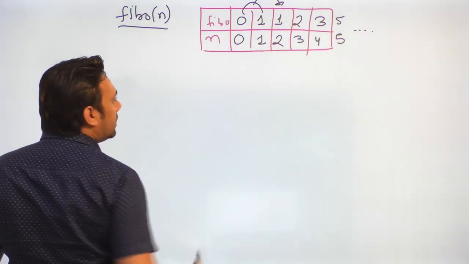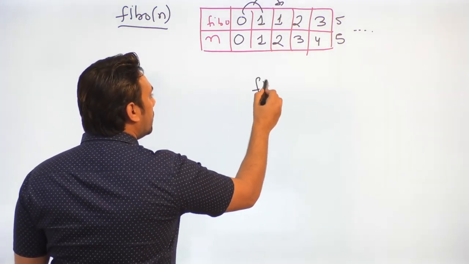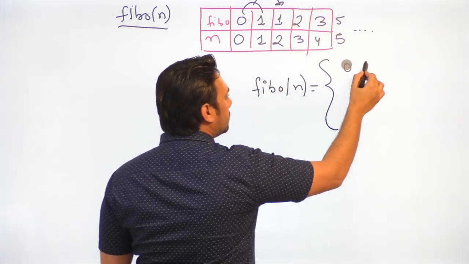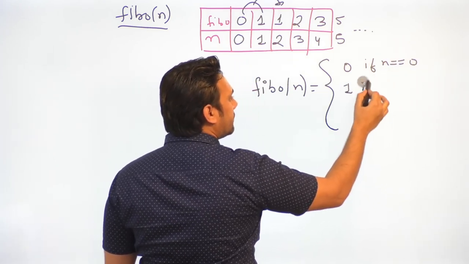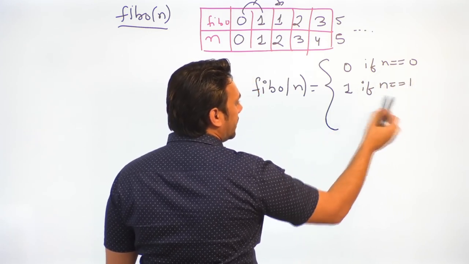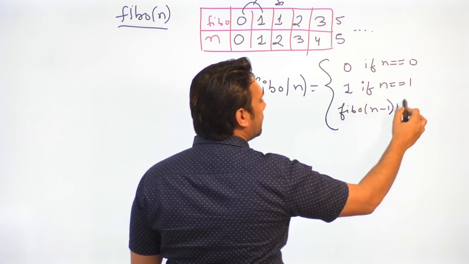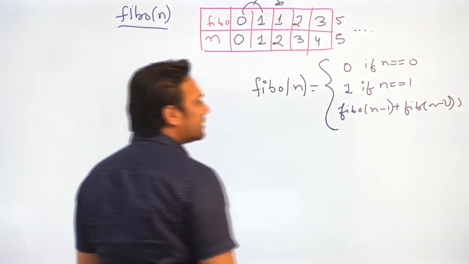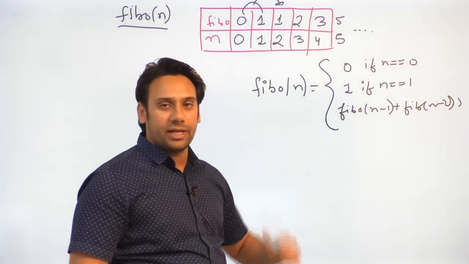So, what is the mathematical definition of Fibonacci of a number? You can write that Fibonacci of a number n is equal to 0 if n is equal to 0, it is 1 if n is equal to 1, and Fibonacci of n is Fibonacci of n minus 1 plus Fibonacci of n minus 2 otherwise. Correct? This is the definition of Fibonacci of a number, and this is basically a mathematical definition.